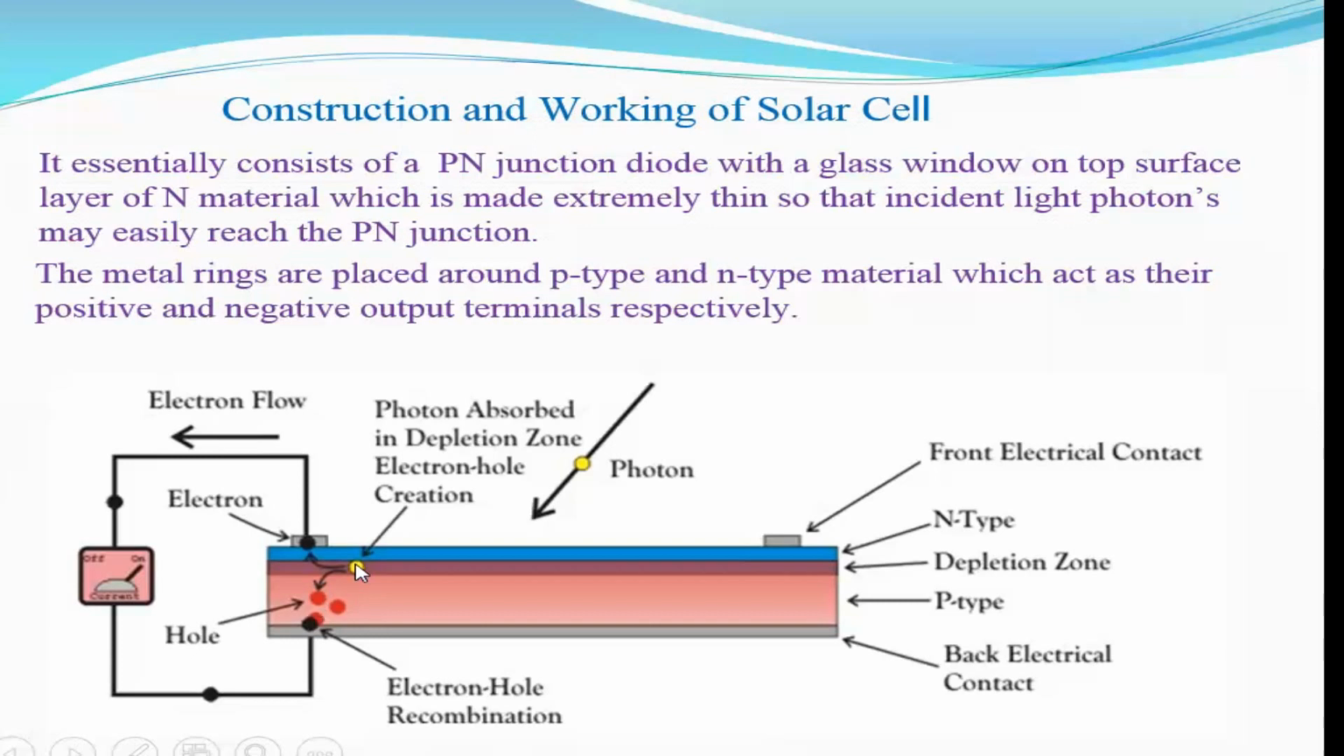The electron which has reached the N region comes across the metallic contact, and it passes through the metal wires connected to the metallic rings. Through the conducting wires these electrons pass, constituting the current. To measure the current we have one ammeter here. When you place a load here, the current will pass through that load.